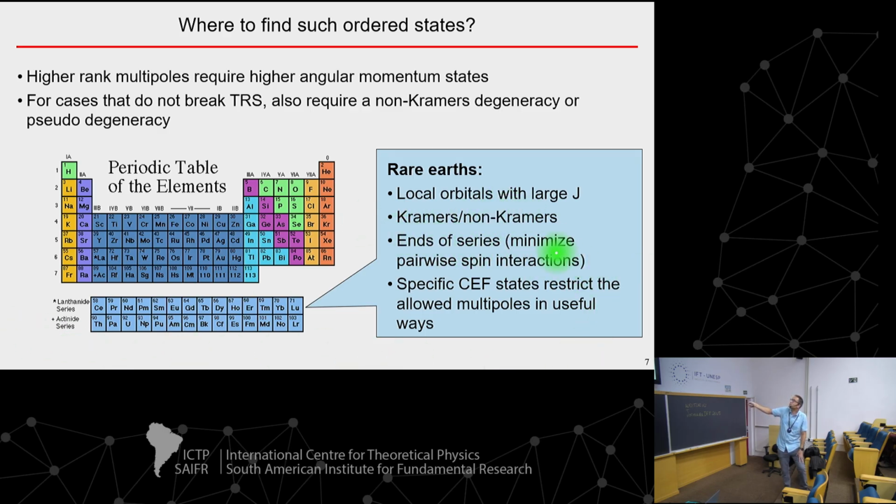The ends of the series, courtesy of Hund's rules, actually minimize the pairwise spin interactions just because the S part of J is much smaller. So you're much more likely to get a higher rank multipole order with cerium, praseodymium, thulium, or ytterbium. And then lastly, a point which can be easiest to see through example is that specific crystal field eigenstates restrict the allowed multipoles in useful ways.